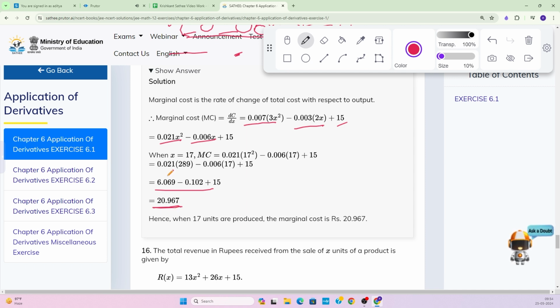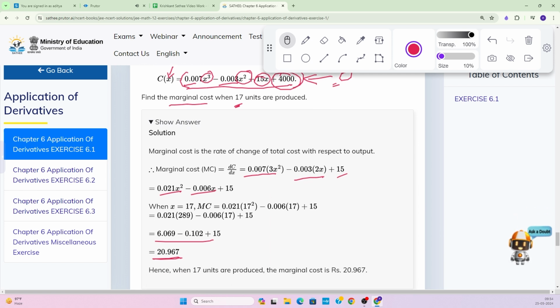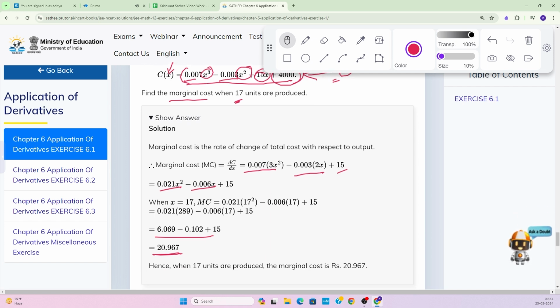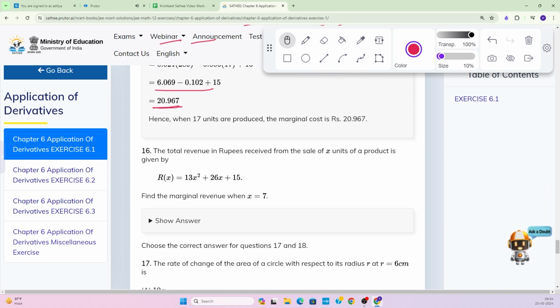I hope that it is clear. So whenever you are asked about marginal cost or marginal revenue, do one thing: find the rate with respect to the variable it is given. As you can see here, mainly this will happen, otherwise the question will clearly ask you to find marginal cost with respect to this thing. I hope that it is clear.